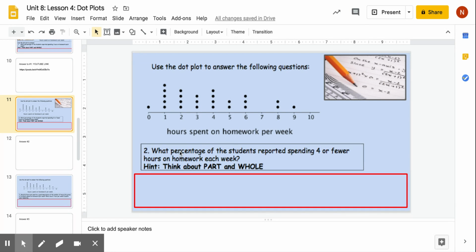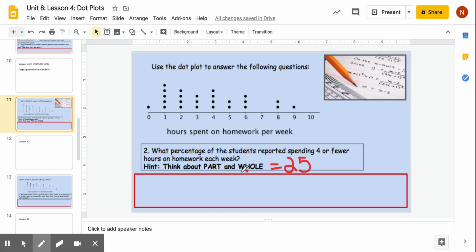We are calculating percentage. So most likely we are going to be using the same algorithm from number 1, where we took the part, we divided it by the whole, and we multiplied it times 100. So it makes sense that I gave you all this hint that says think about part and whole. So we already calculated whole in the last problem. We know that our whole is 25 students.